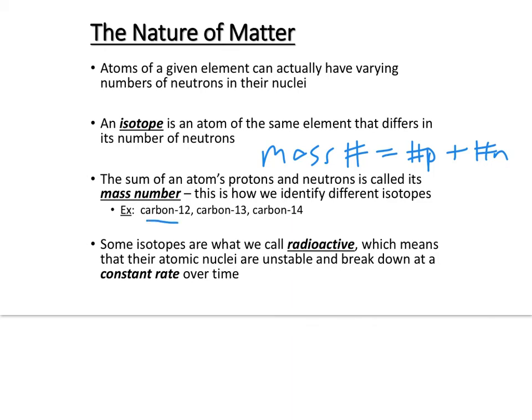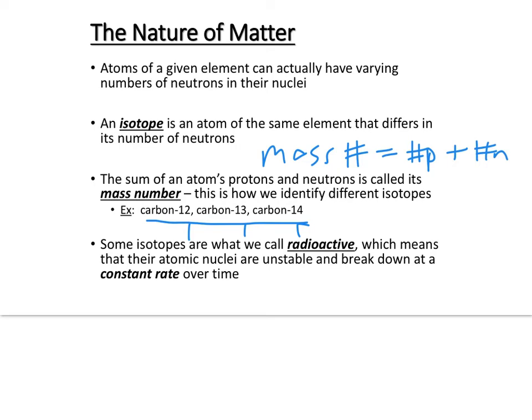Now these would be 3 different isotopes of carbon. Again, if it's carbon, it has the same number of protons, so each of these would have 6 protons. But their masses, here 12, 13, and 14, differ because they have different numbers of neutrons. So for instance, carbon 12 has 6 protons and 6 neutrons. Carbon 13 has 6 protons but 7 neutrons. And carbon 14 has 6 protons, again, but 8 neutrons.